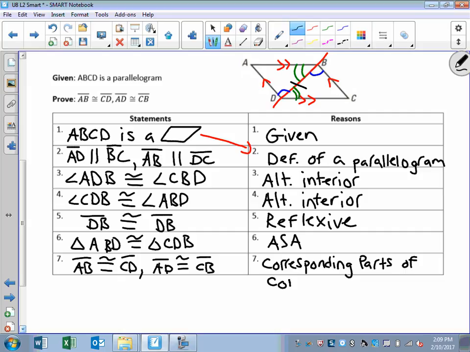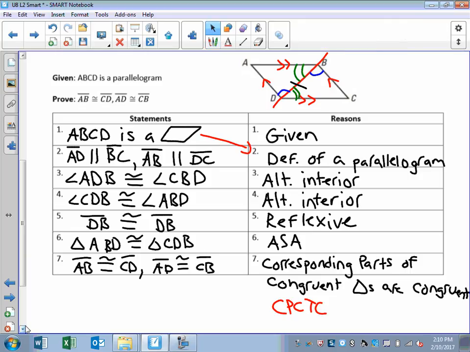So you don't have to write all this. You can just write CPCTC, but I wanted to make sure I showed you guys what that was. Corresponding parts of congruent triangles are congruent. You can just write CPCTC. Same thing. So because the triangles are congruent, all the parts are. So we can prove that AB is congruent to CD and AD is congruent to CB.